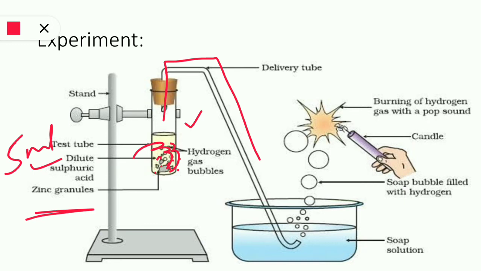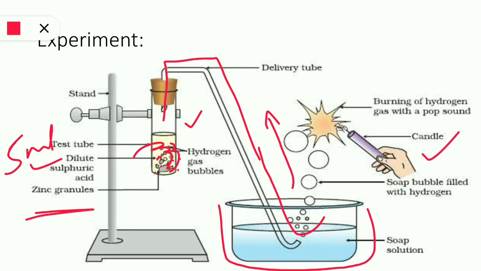And a trough of soap water is kept here. The gas passes through this trough of soap water, and as soon as it touches the soap water, it forms bubbles and they rise up like this. As the soap bubbles rise up, you have to bring one burning candle here. A burning candle is kept near the bubble.